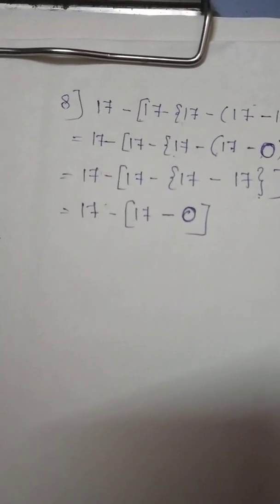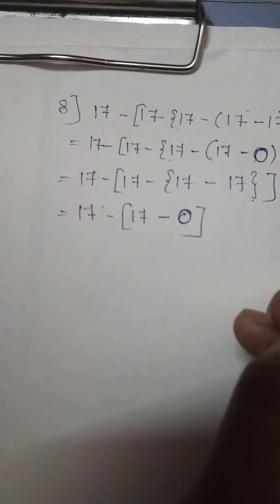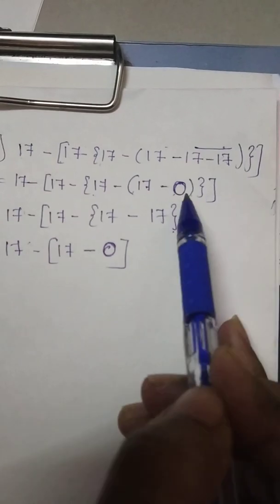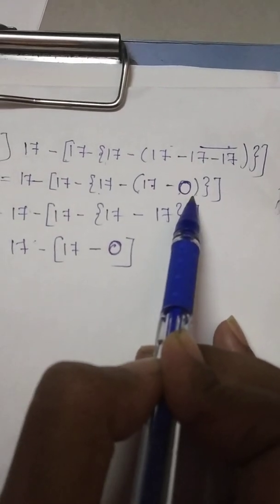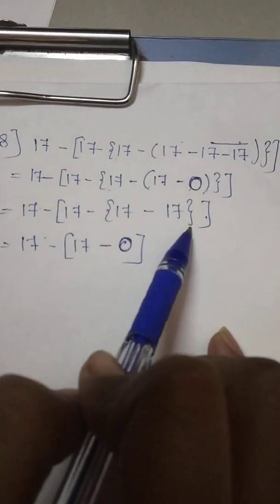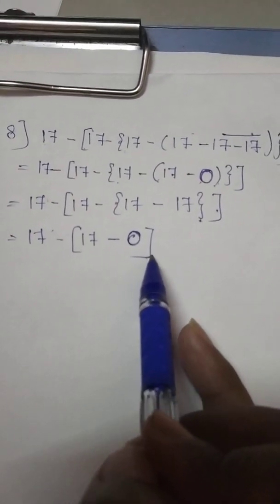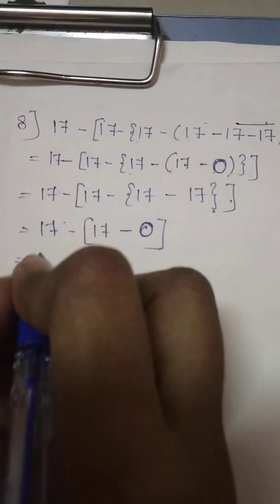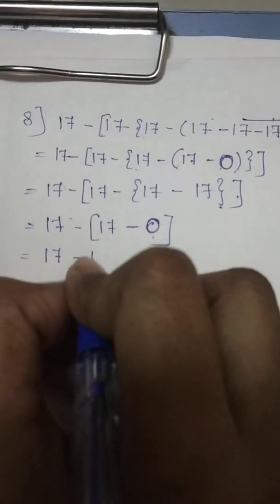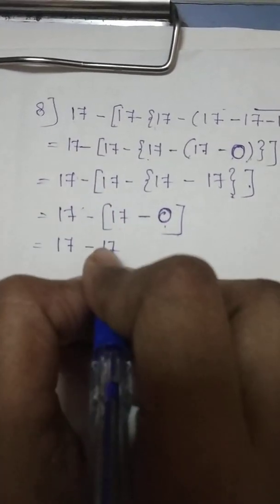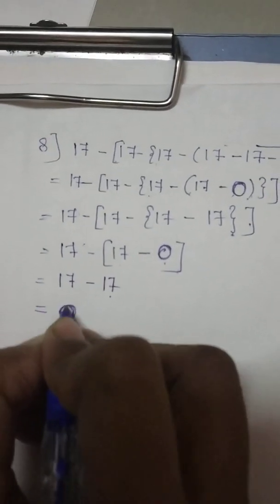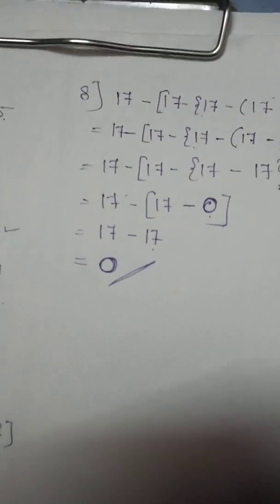Any doubt, students, till now? Hope you don't have any doubt. We are solving one bracket at a time. First we solve the bar bracket, then the small bracket, that is, the round bracket, then the middle bracket, or you can say curly bracket. Now the turn of the square bracket. So 17 minus 0, yes, something minus 0 is the number itself, that is 17. So 17 minus 17, answer 0. 0 is the answer.